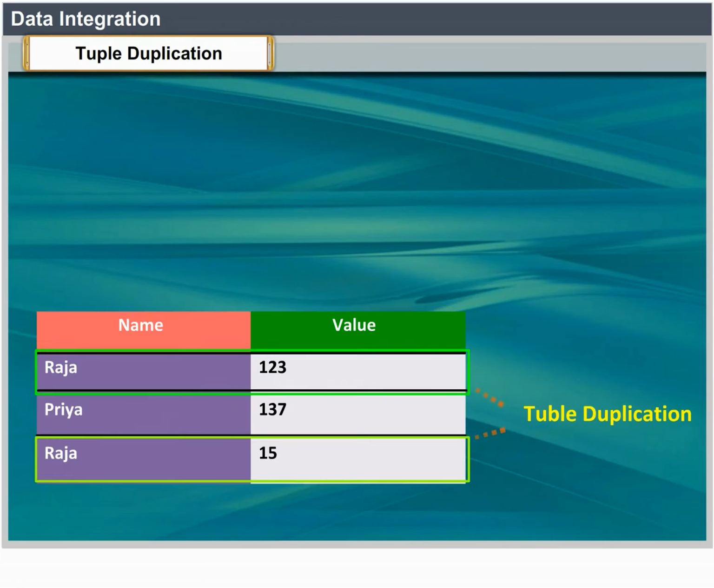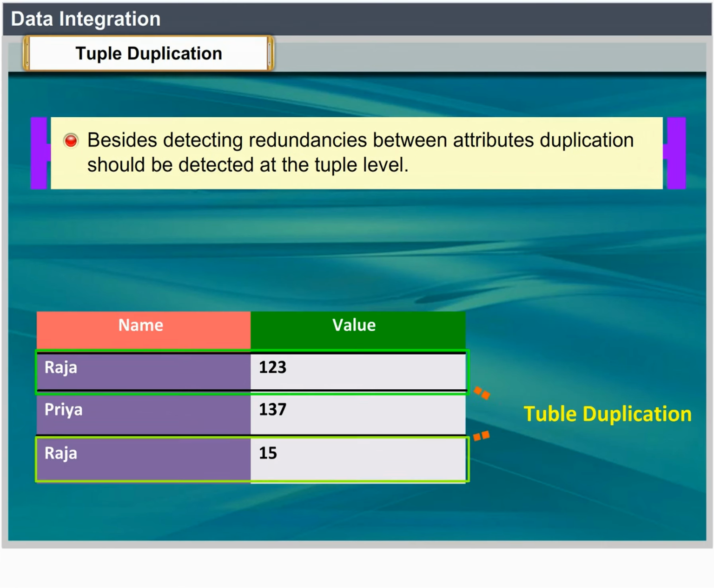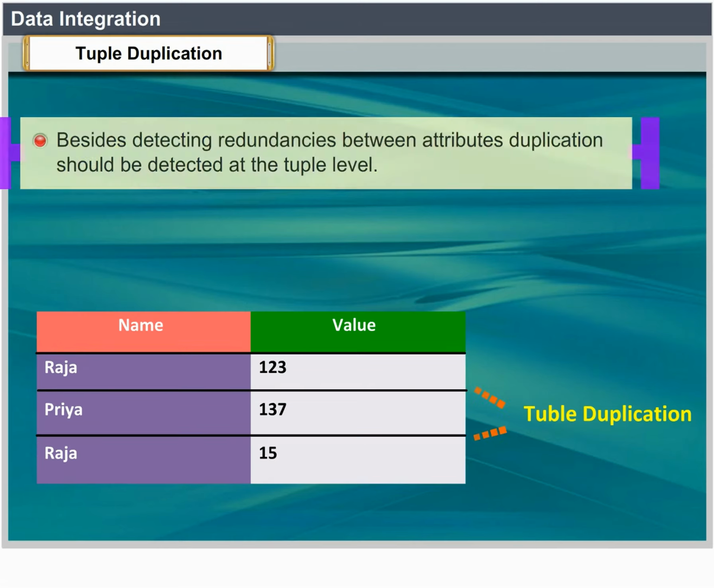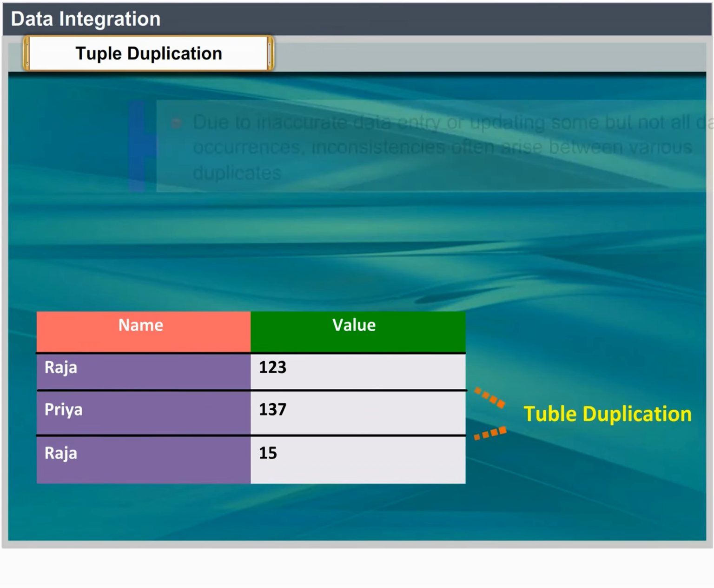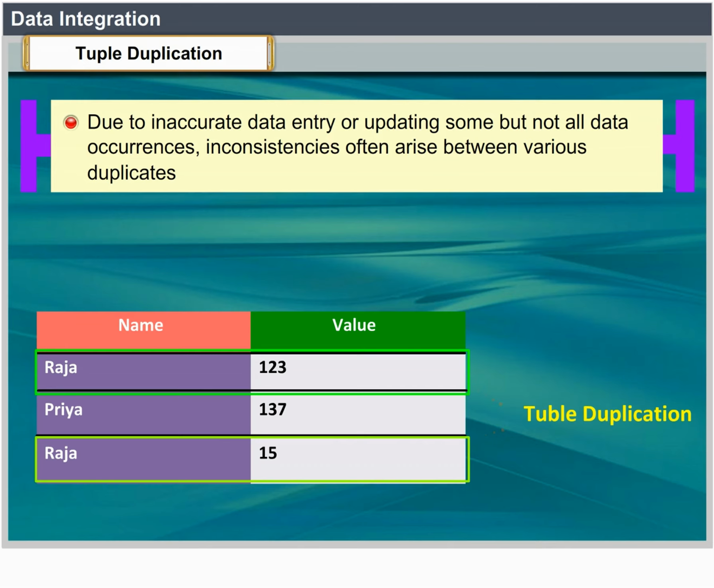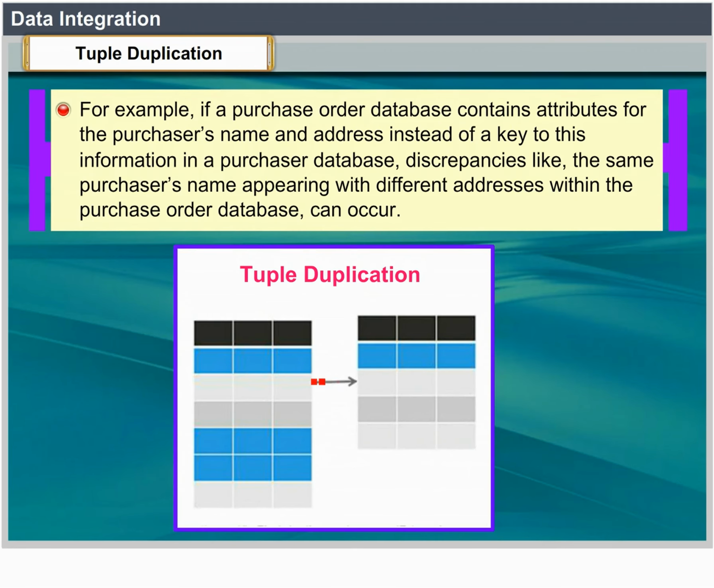Tuple duplication. In addition to detecting redundancies between attributes, duplication should also be detected at the tuple level. The use of denormalized tables is another source of data redundancy. Inconsistencies often arise between various duplicates due to inaccurate data entry or updating some but not all data occurrences. For example, if a purchase order database contains attributes for the purchaser's name and address instead of a key to this information in a purchaser database, discrepancies can occur, such as the same purchaser's name appearing with two different addresses within the purchase order database.